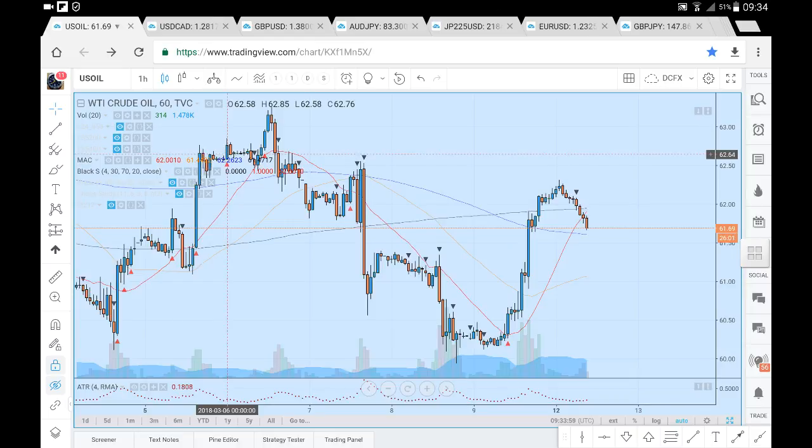So this is the US oil analysis for Monday, the 12th of March. Now, let's just have a look at what happened with prices and where prices may likely go. So let's just get our drawings back on the charts because our drawings are going to help us.